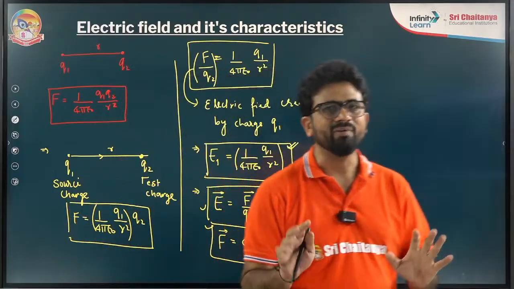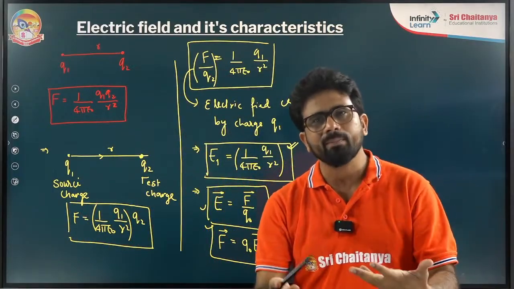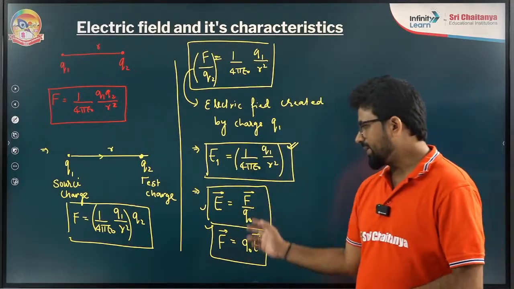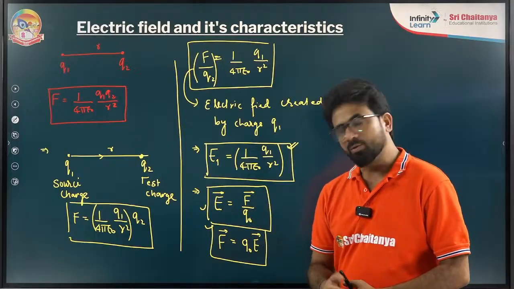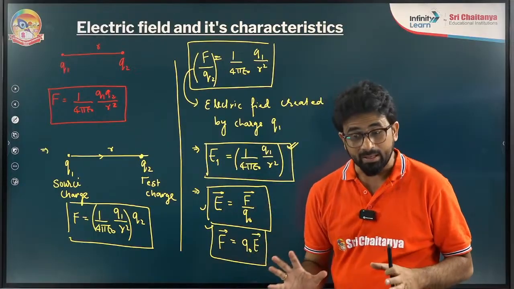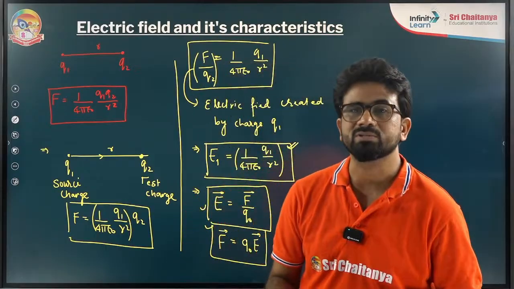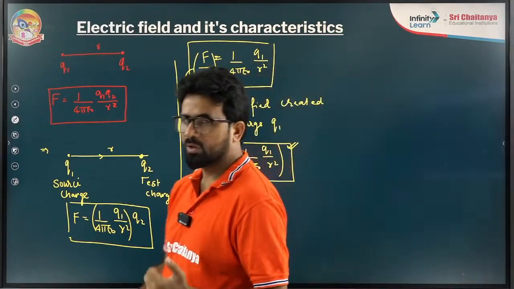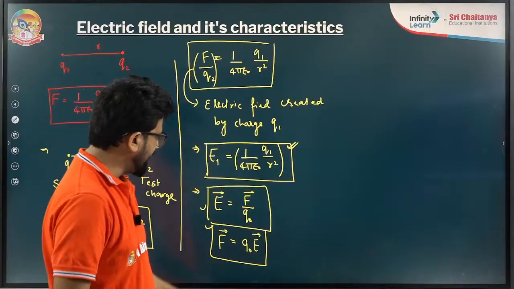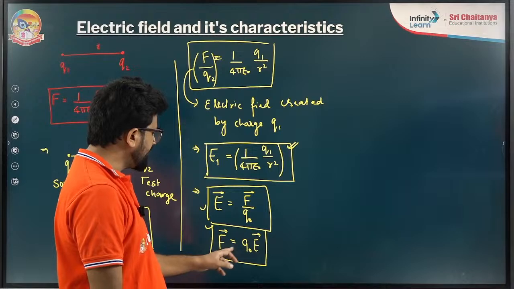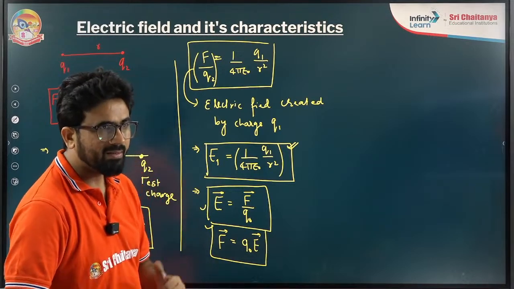These two lines look very simple and the same. These two equations look the same: E equal to F by Q0, or F is equal to Q0 times E. But understand, both of these equations are totally different. What's the meaning? I'm telling you.